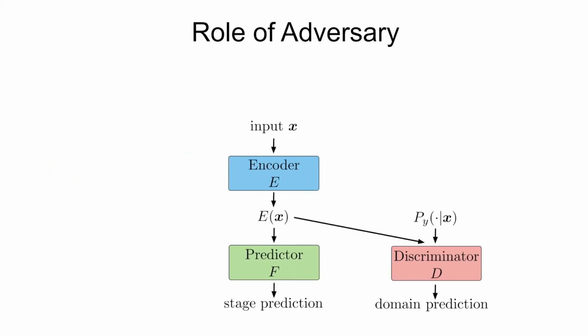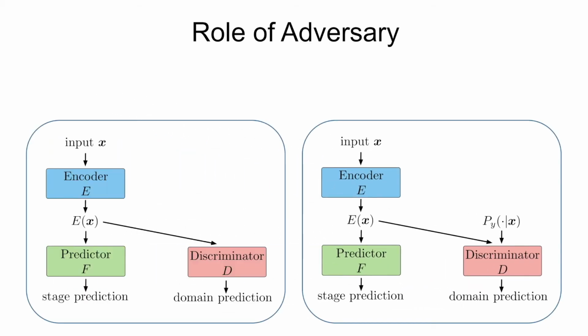The difference between this conditional adversary and the original one is that while the previous adversary is trying to ensure independence between the encoded representation and the domains, our conditional adversary is trying to ensure conditional independence between them. This conditional independence facilitates accounting for inherent correlation between stages and domains.